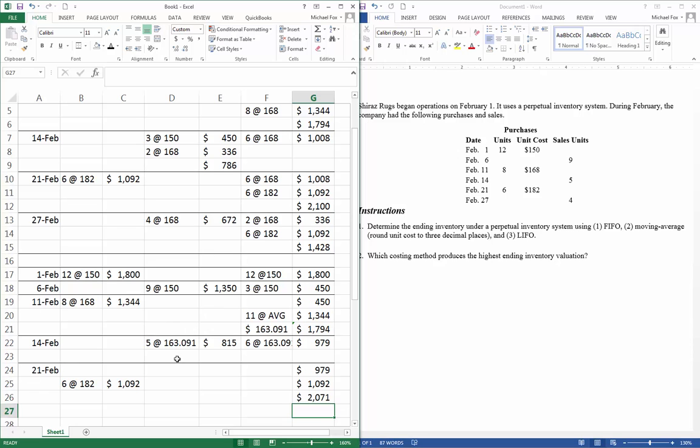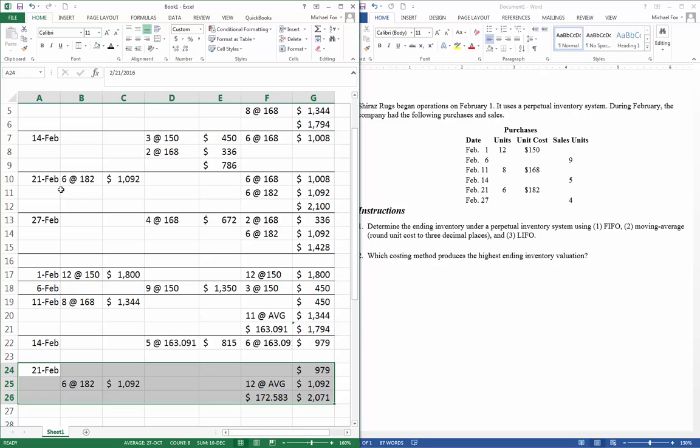I know that I had 5 units. I'm sorry, that I had 6 units before. I've added 6 more, so I now have 12 units. So to find the average, I'm going to take my total cost divided by my 12 units. Make sure I have enough decimals here. And it's 172.583.